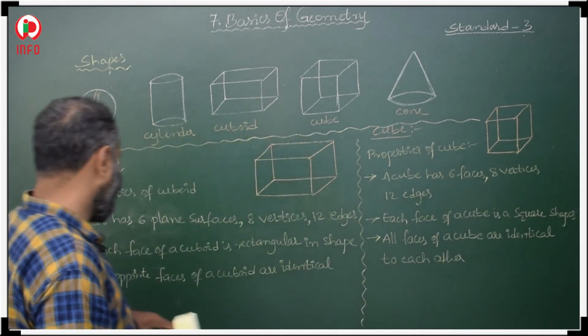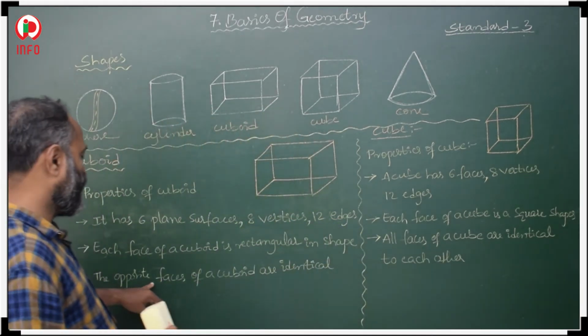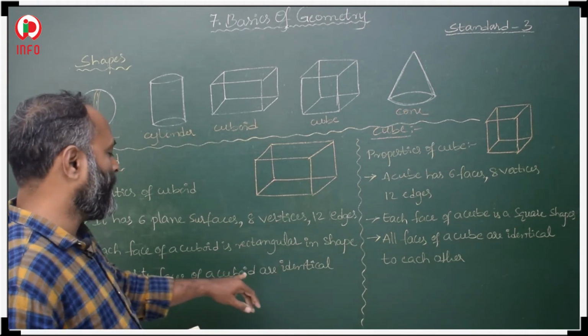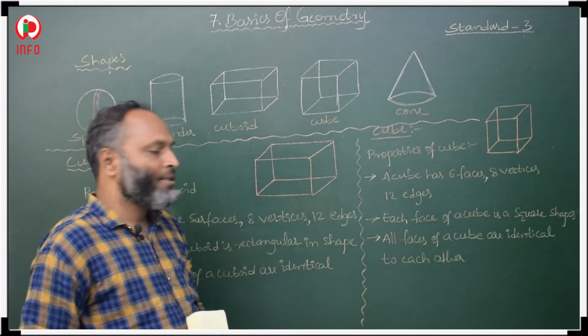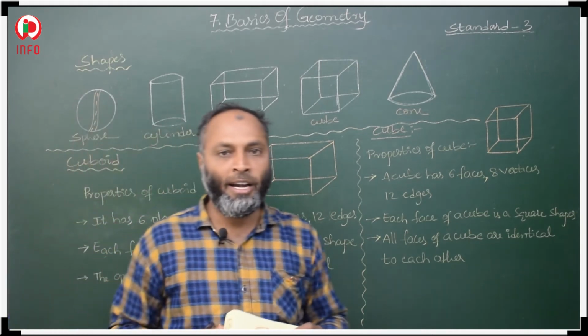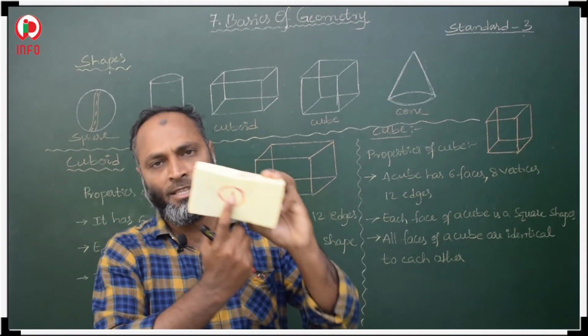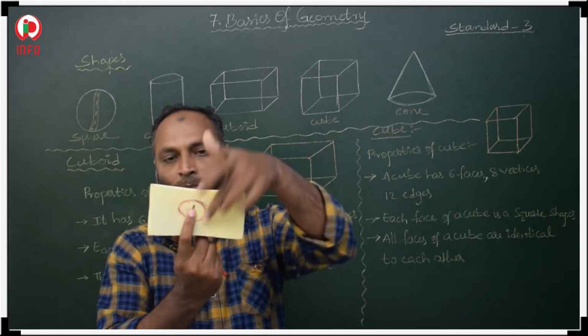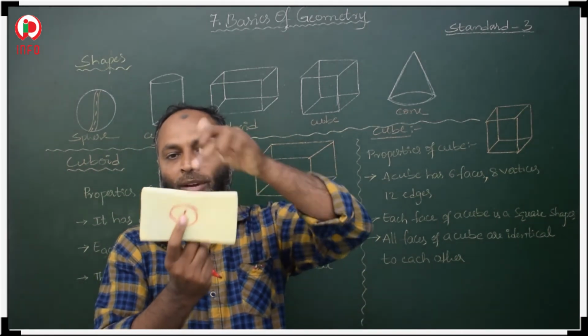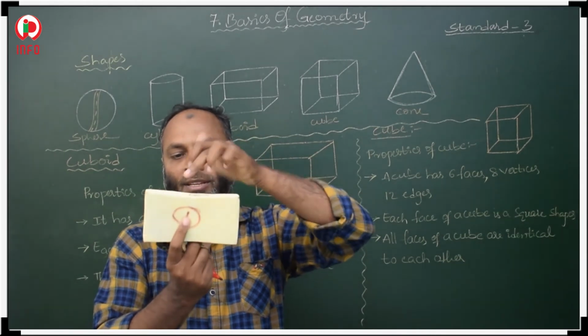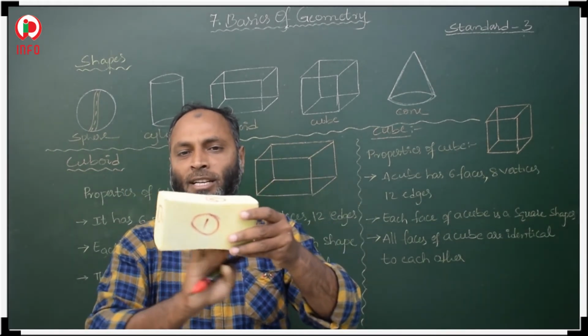The third one: the opposite faces of a cuboid are identical. How identical? Here, this face and its opposite, the backside, these two are the same, identical faces.